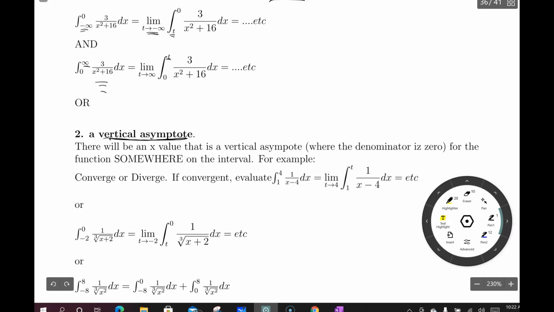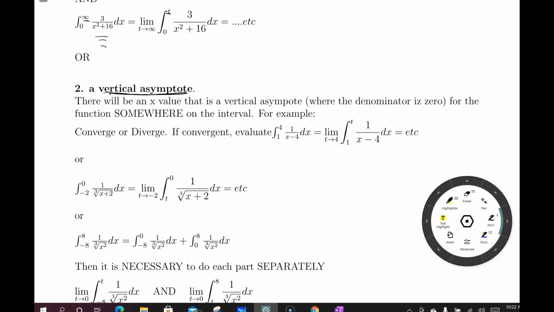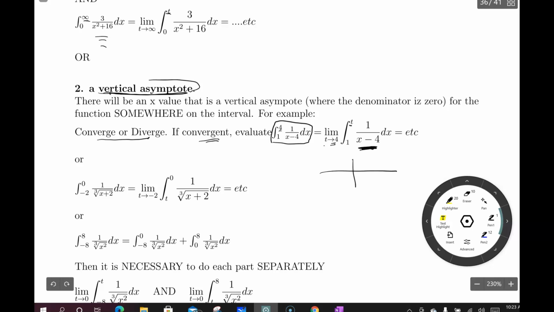When you'll be looking at a vertical asymptote is when you get these instructions, converge or diverge, if convergent, evaluate, and you look at it and you see no infinities. Then get curious: where is my vertical asymptote? Where is the denominator 0? This one, the denominator is 0 at 4, right? So that means I'm going to replace 4 with a t and take the limit as t goes towards 4. I guess I forgot the positive or negative, right? So if I'm going from 1 until 4, I'm coming from the negative side.